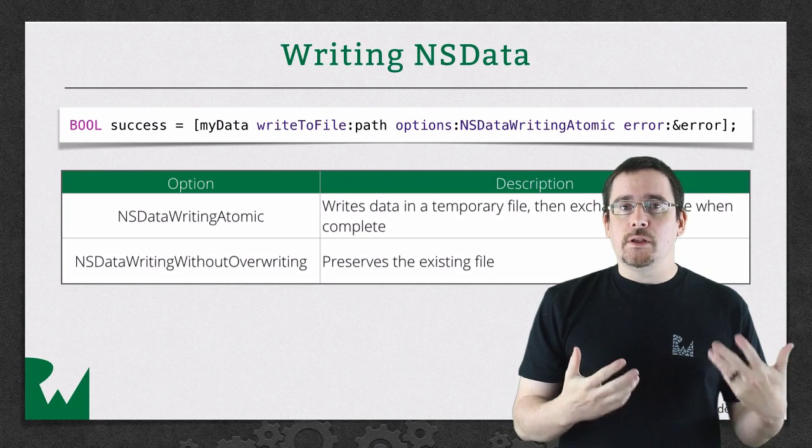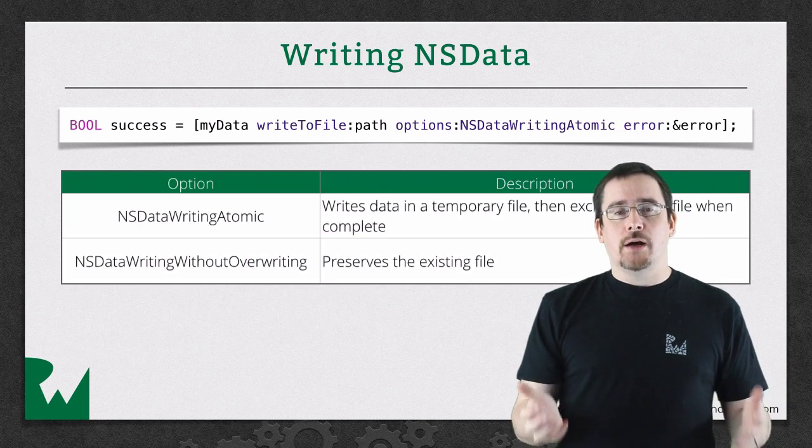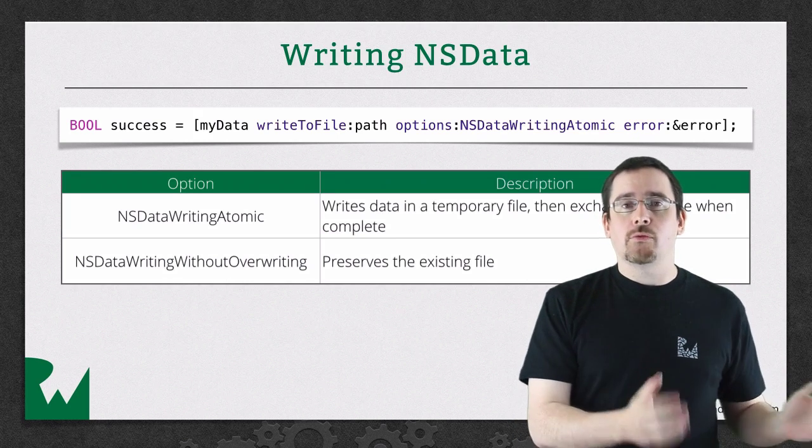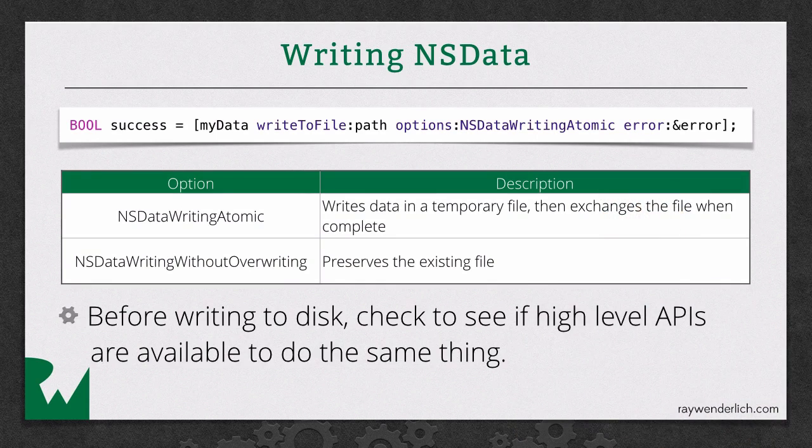Now, your first instinct may be to convert objects to NSData and immediately start writing them out, but really a better practice to get into is to see if there are any other methods in your framework or your application that will write out the current object to disk. And if those things aren't available, then go about the conversion and then writing to disk, and that will save you some time and headaches in the long run.